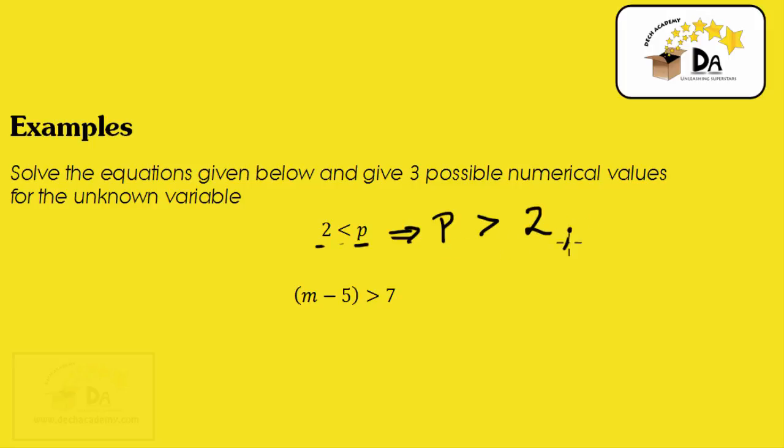For example, p can be 3, can be 4, and can be 5, because these are all values greater than 2. So this is the solution. P is greater than 2, and possible values of p are 3, 4, and 5. So here's our solution to the inequality, and here are three possible values of p.